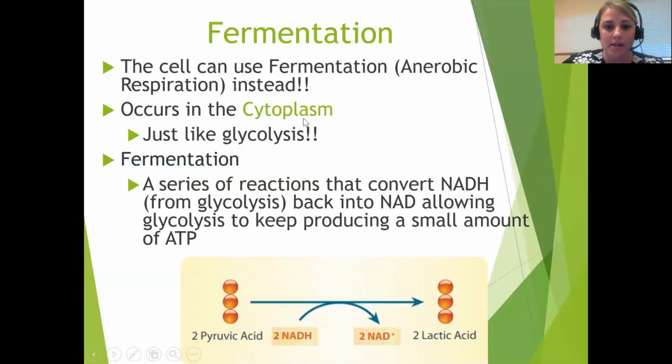It occurs in the cytoplasm. Prokaryotes are able to go through fermentation. Again, it's going to convert NADH from glycolysis back into NAD. It's going to produce a small amount of energy. Remember, if we break this hydrogen off right here, it's an exothermic reaction and it's going to release some energy. So it's a small amount, but it still is a conversion of energy.